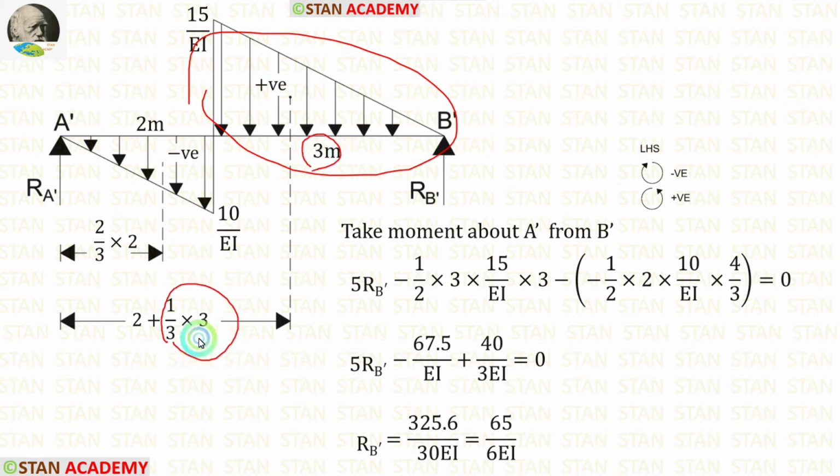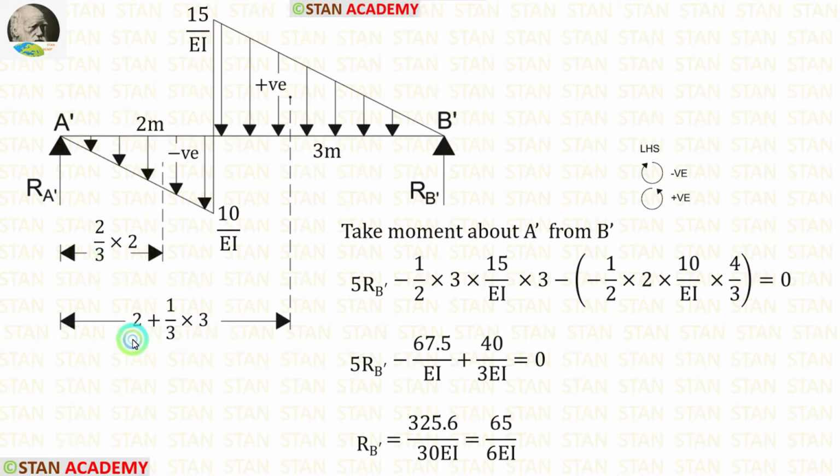Here the breadth is 3. We are taking moment about A dash. So we have to add this distance 2 meter. So the centroid is 2 plus 1 upon 3 into 3. Let us eliminate this 3 and this 3. So the centroid towards the left we will get 3.